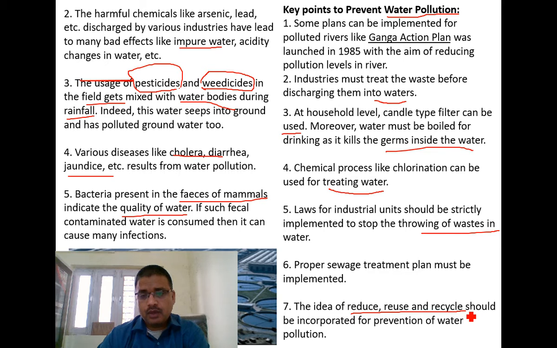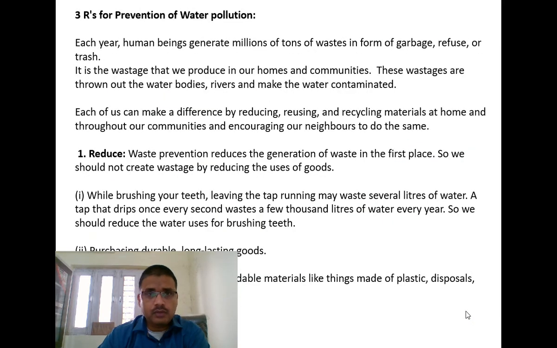Now, what are these Rs? These Rs are basically millions of tons of wastage. We have to understand there are millions of tons of wastage in the form of garbage, reuse or trash. This garbage is either reused or trashed into the water. It is the wastage that we produce in our homes and communities. These wastes are thrown out into water bodies, rivers, and make the water contaminated.